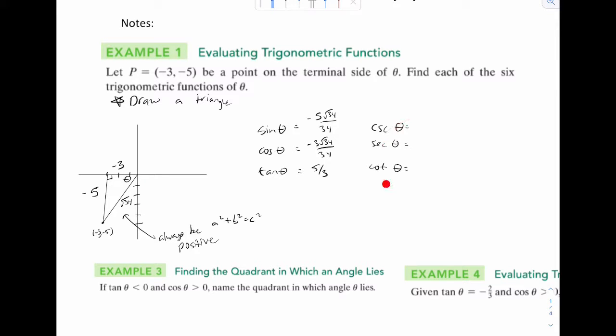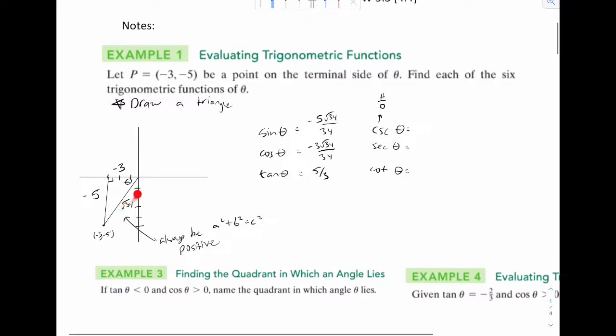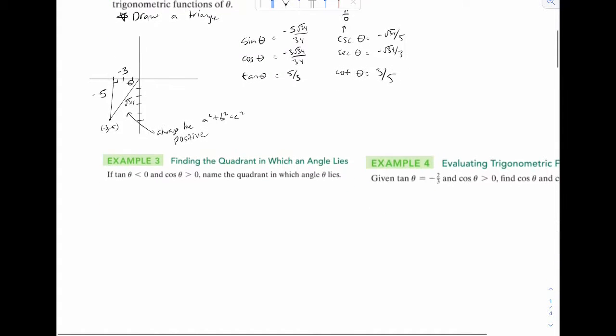Now keep in mind when you do the reciprocal, you wouldn't want to flip this thing because that'd be pretty rough to do the reciprocal. So understand that cosecant is simply h over o. So now I can see h over o, that's negative root 34 over 5. By the same logic, the next one is negative root 34 over 3, and cotan is obviously 3 over 5. Next example.